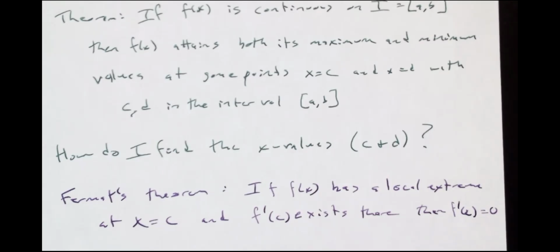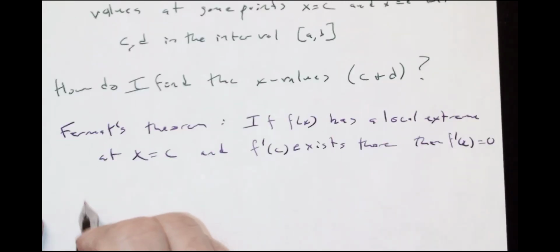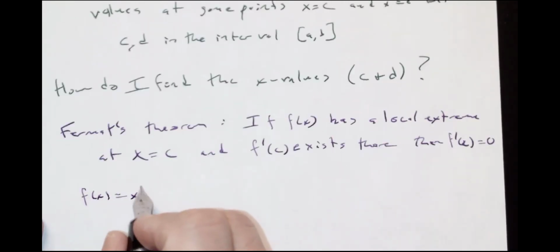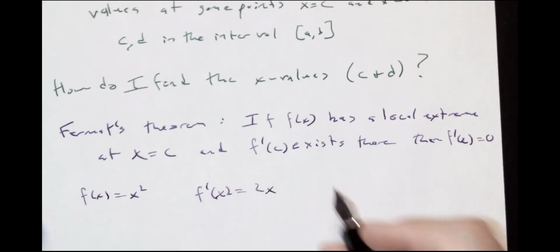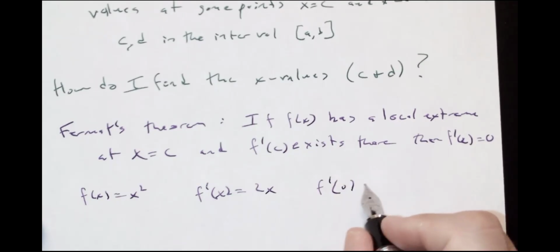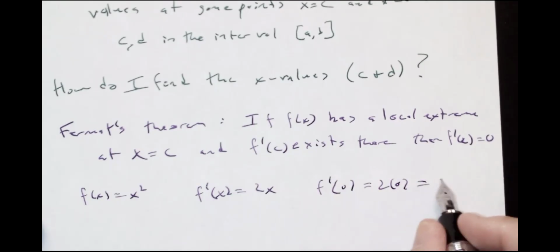So now let's go back and look at the examples we were looking at earlier. I had f of x is x squared. We said the local minimum was at 0, 0. The derivative of x squared is 2x. And if I put in 0, I get 0.